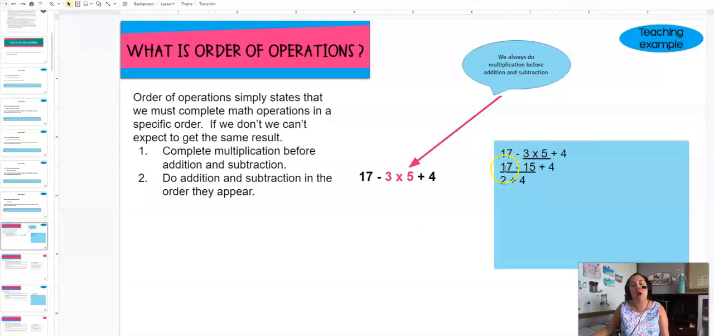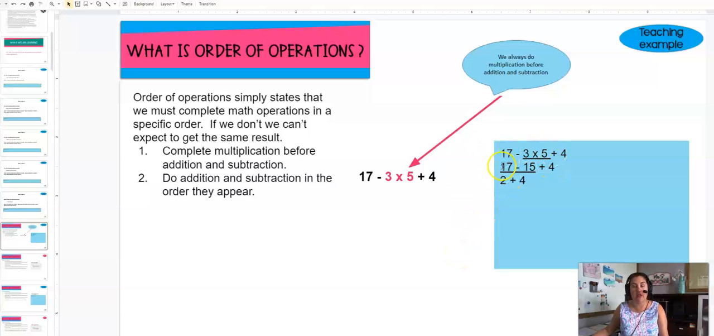And then I solved that in the next line. So 3 times 5 I know is 15. So I put the 15 there. Everything else that I didn't underline in this first line, you'll notice I rewrote it in the next line. So 17 minus and plus 4, I didn't underline them in this first line. So I'm going to rewrite them exactly as they are.